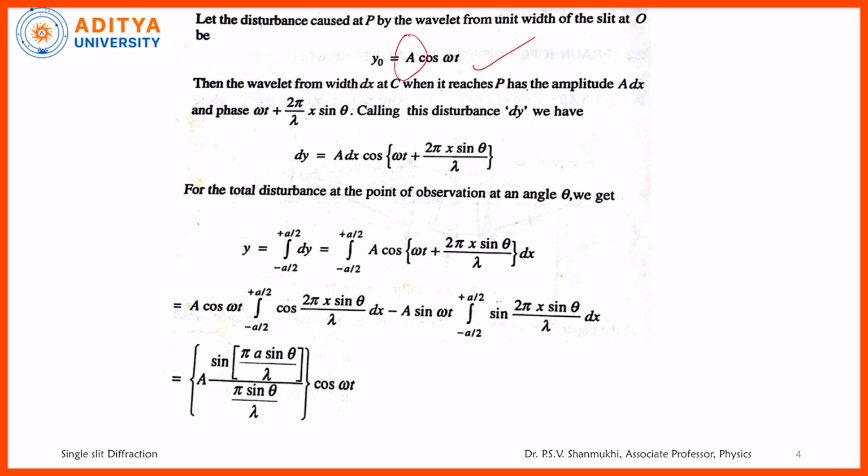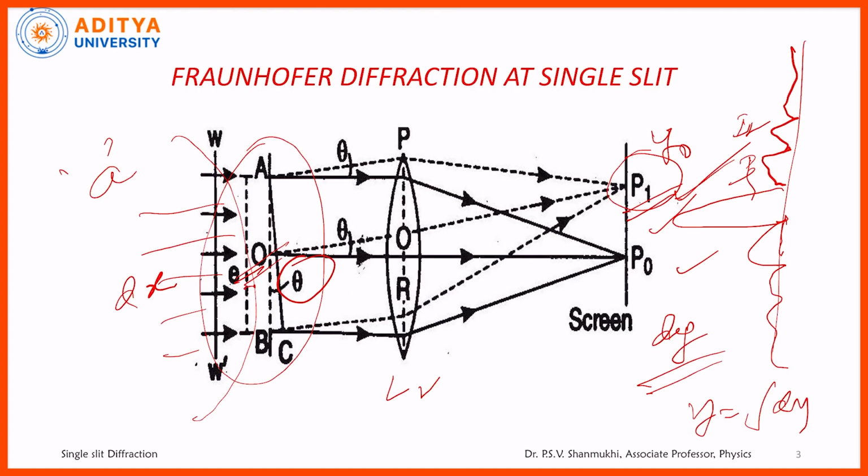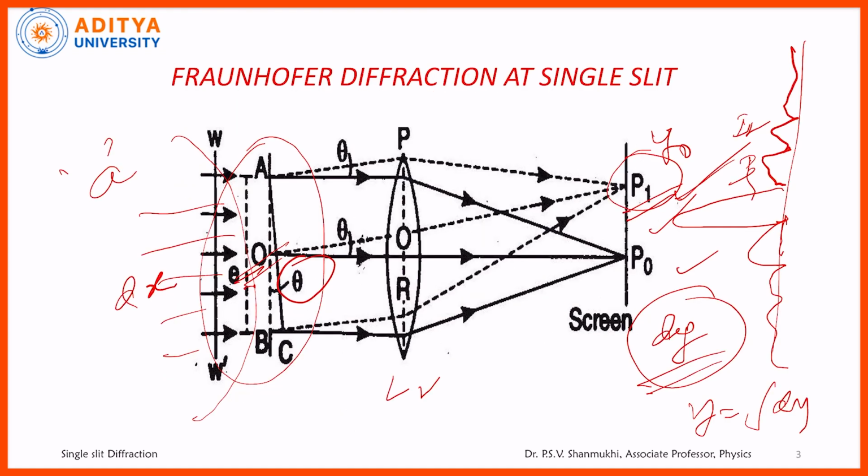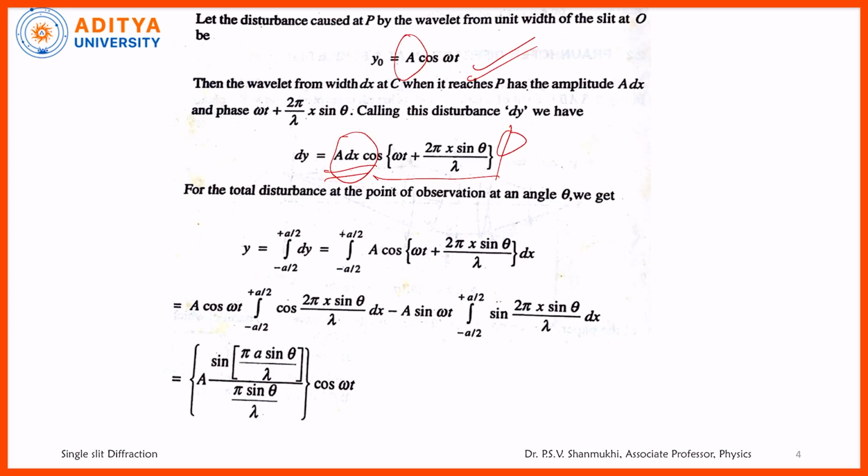Now, due to the small wavefront, what is the wave equation? Y0 equals A cos omega t. Due to the small element, the disturbance is given by dy. How do we write this dy? dy equals A dx cos(omega t plus phi). A is the amplitude. Due to the small part, the displacement changes. Suppose I write the phase difference as phi. Because of the small element, there is a phase change also. What is the phase difference? It is given by phi.